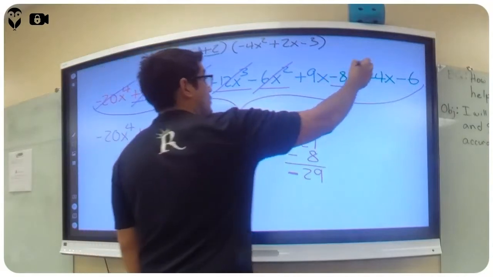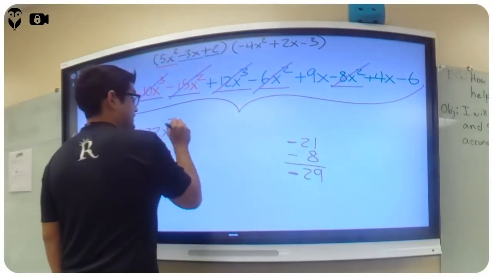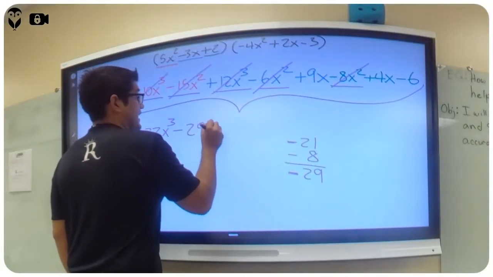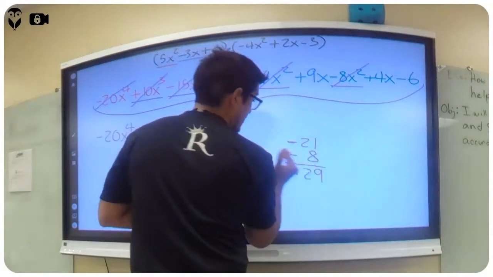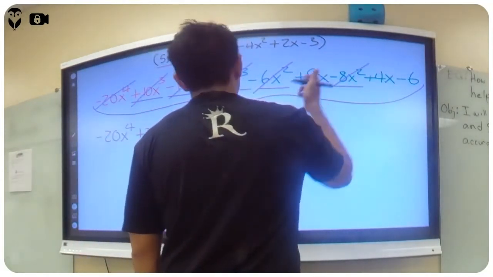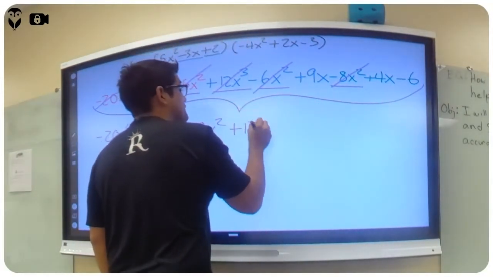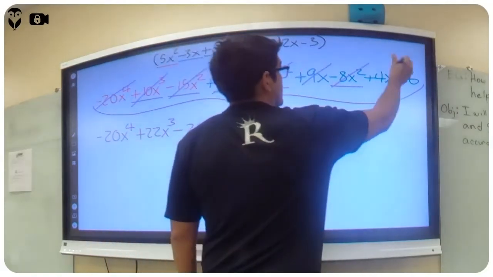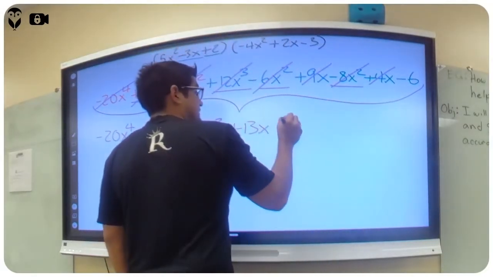So how many x squareds do I have? Negative 29x squareds is how much I have. Now I'm dealing with 9x plus 4x. That's pretty simple. That's going to be 13x. And minus 6 is at the end.